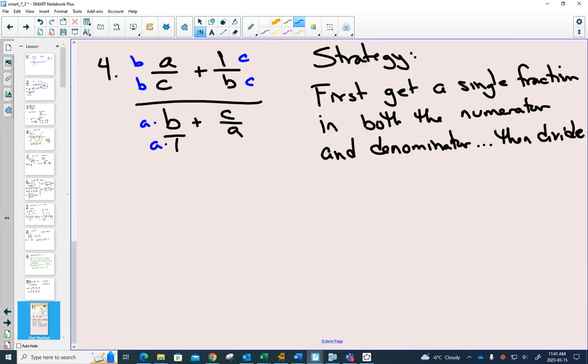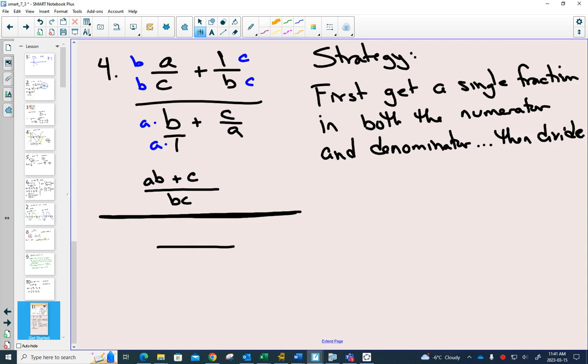One thing I like to do with these questions that have lots of fractions, I like to make my main fraction line sometimes thicker, sometimes longer. Can you see in your numerator of your main fraction, you would now have a common denominator bc, and adding the tops, you would have ab plus c. In your denominator, you would have a common denominator of a, and you would have ab plus c.